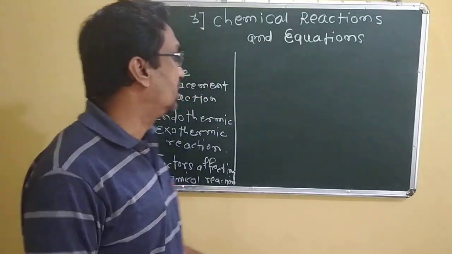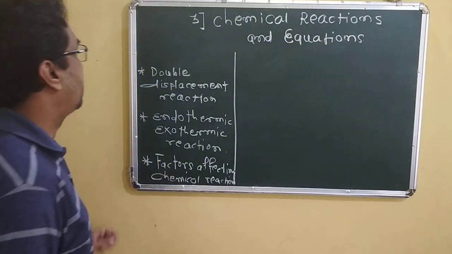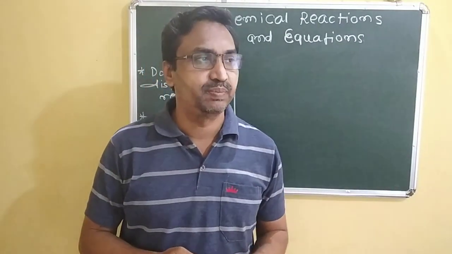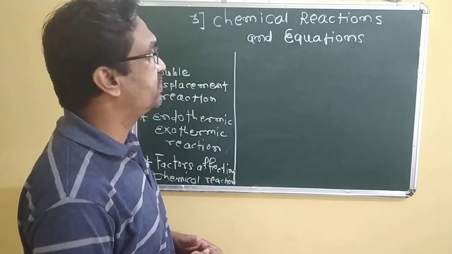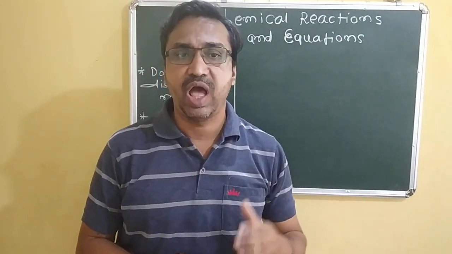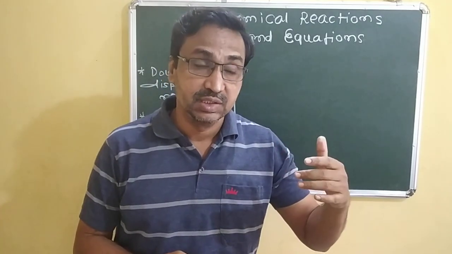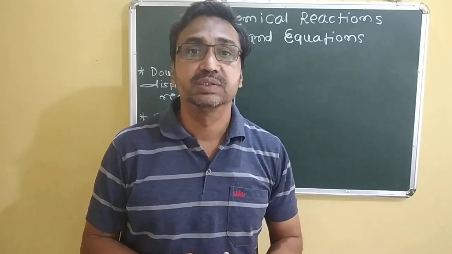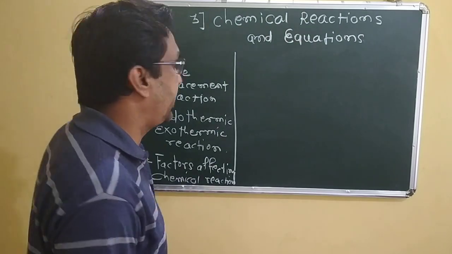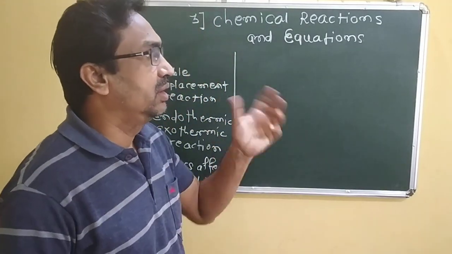So we start with the first point, double displacement reaction. What is meant by double displacement reaction? We have already seen what a displacement reaction is. In a displacement reaction, the less reactive element or ion is substituted by the more reactive one, which takes its place, and the reaction goes further. For the double displacement reaction, we have already taken examples in our activities.